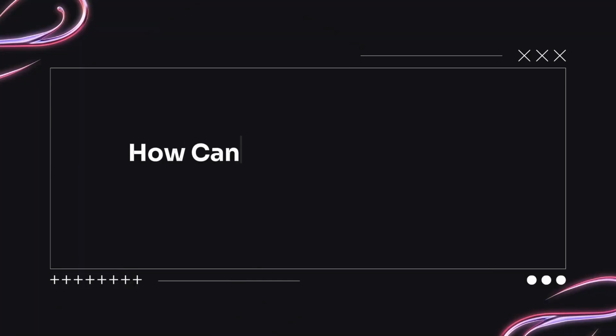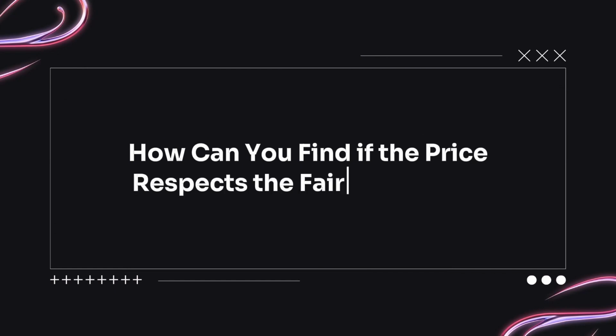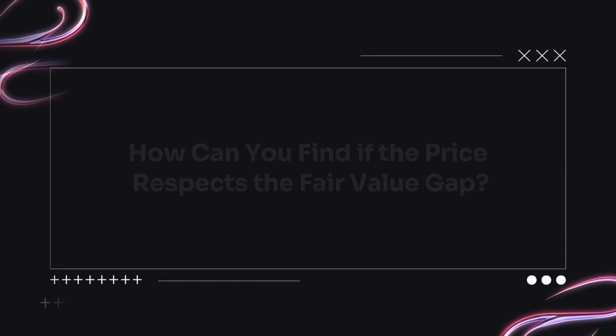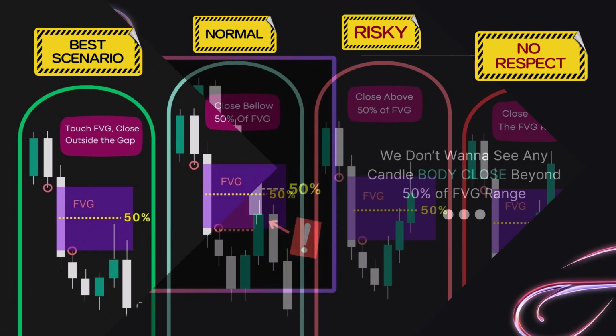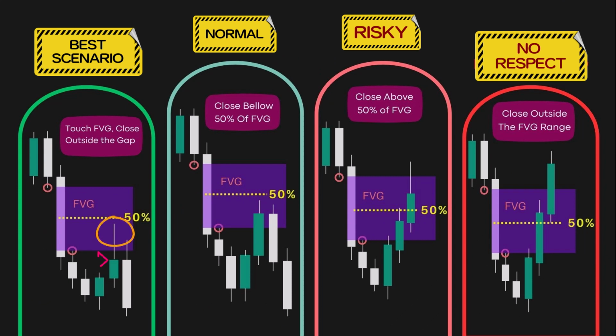Next is that when price approaches a fair value gap, we want to see the market acknowledging its significance. This means we expect no candle body closures beyond the midpoint of the gap's range. In the best case, price should touch the gap and then close outside the gap area. Remember, we're focused on candle bodies here, not wicks. Wicks can go even beyond the fair value gap's range.